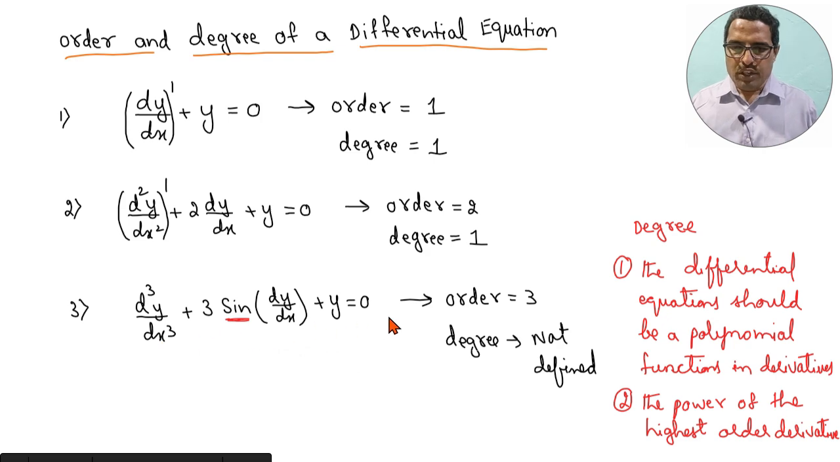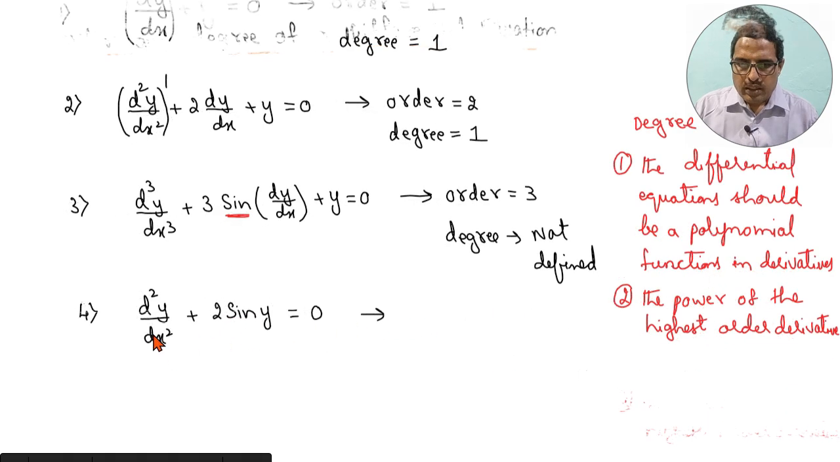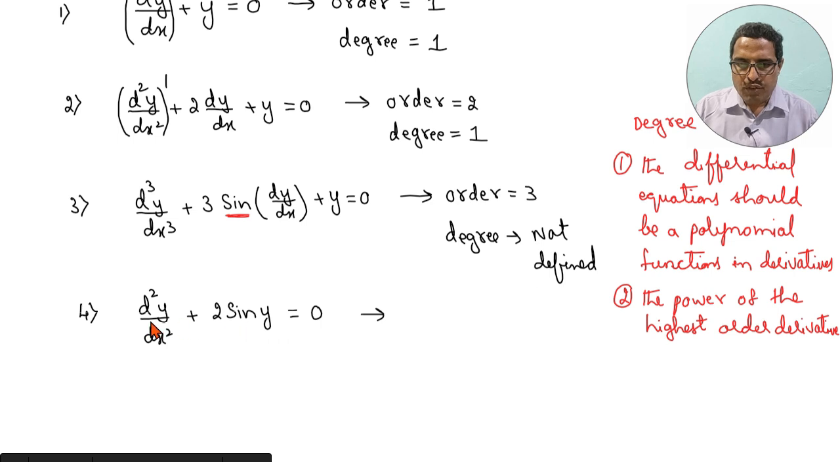Therefore, for this given differential equation, the order is 3 and the degree is not defined. Let us consider this differential equation. Here we can find that the highest order derivative is 2. Therefore, the order of the differential equation is 2. And what is the power of this highest order derivative? The power of this highest order derivative is 1. Therefore, the degree of this given differential equation is 1.